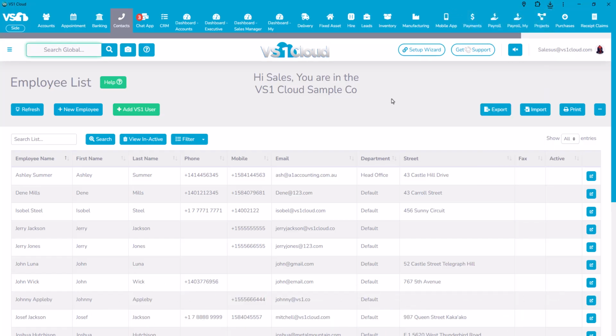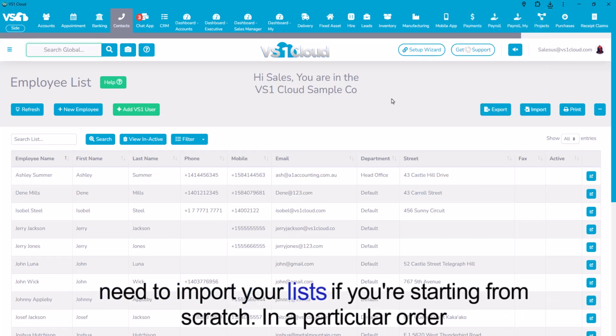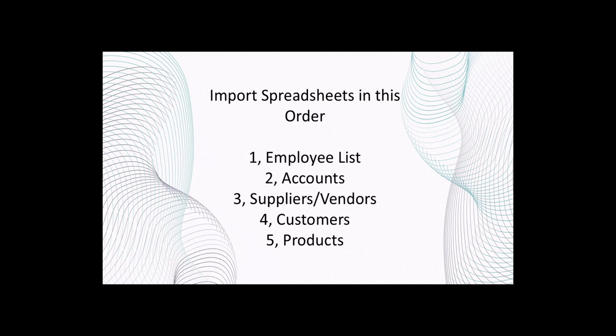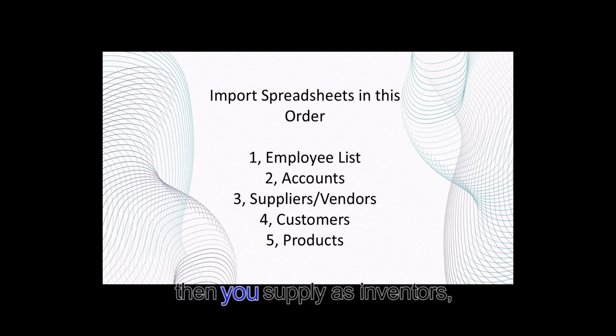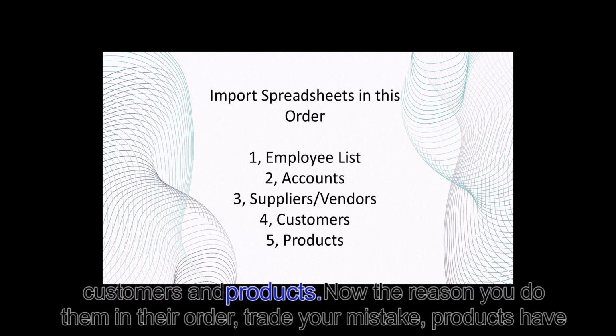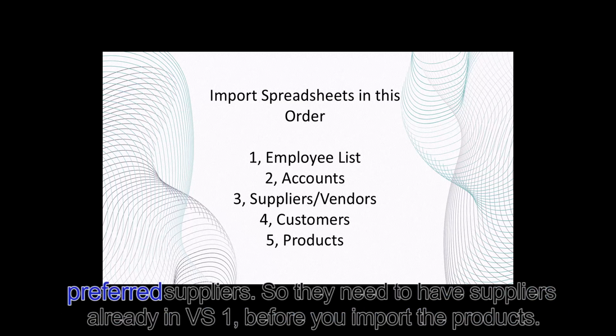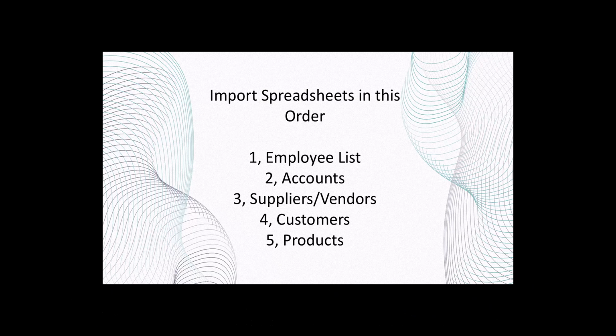Now, you need to import your lists in a particular order if you're starting from scratch. So you have to import your employees first, then accounts, then your suppliers and vendors, customers and products. Now the reason you do them in that order, for argument's sake, is that products have preferred suppliers. So they need to have suppliers already in VS1 before you import the products.